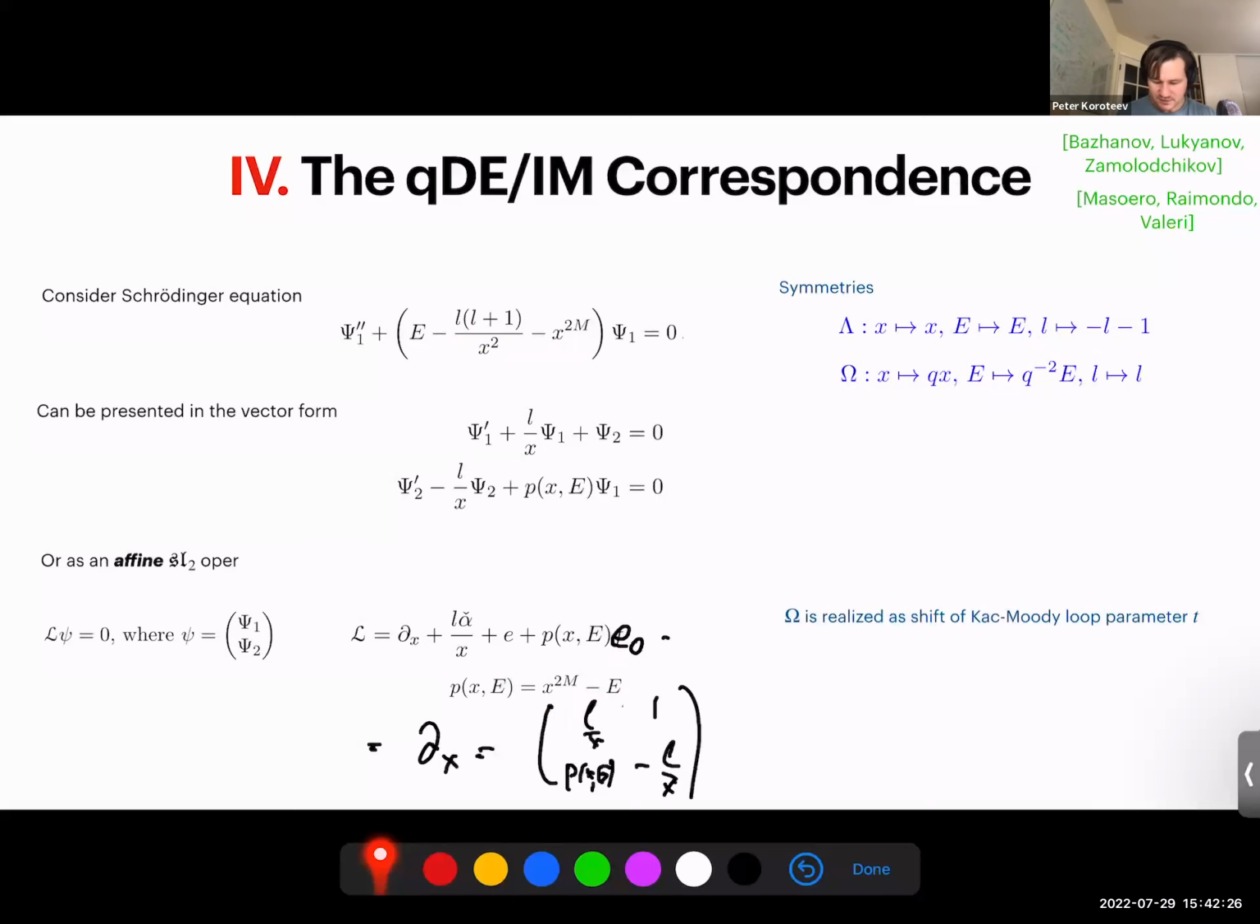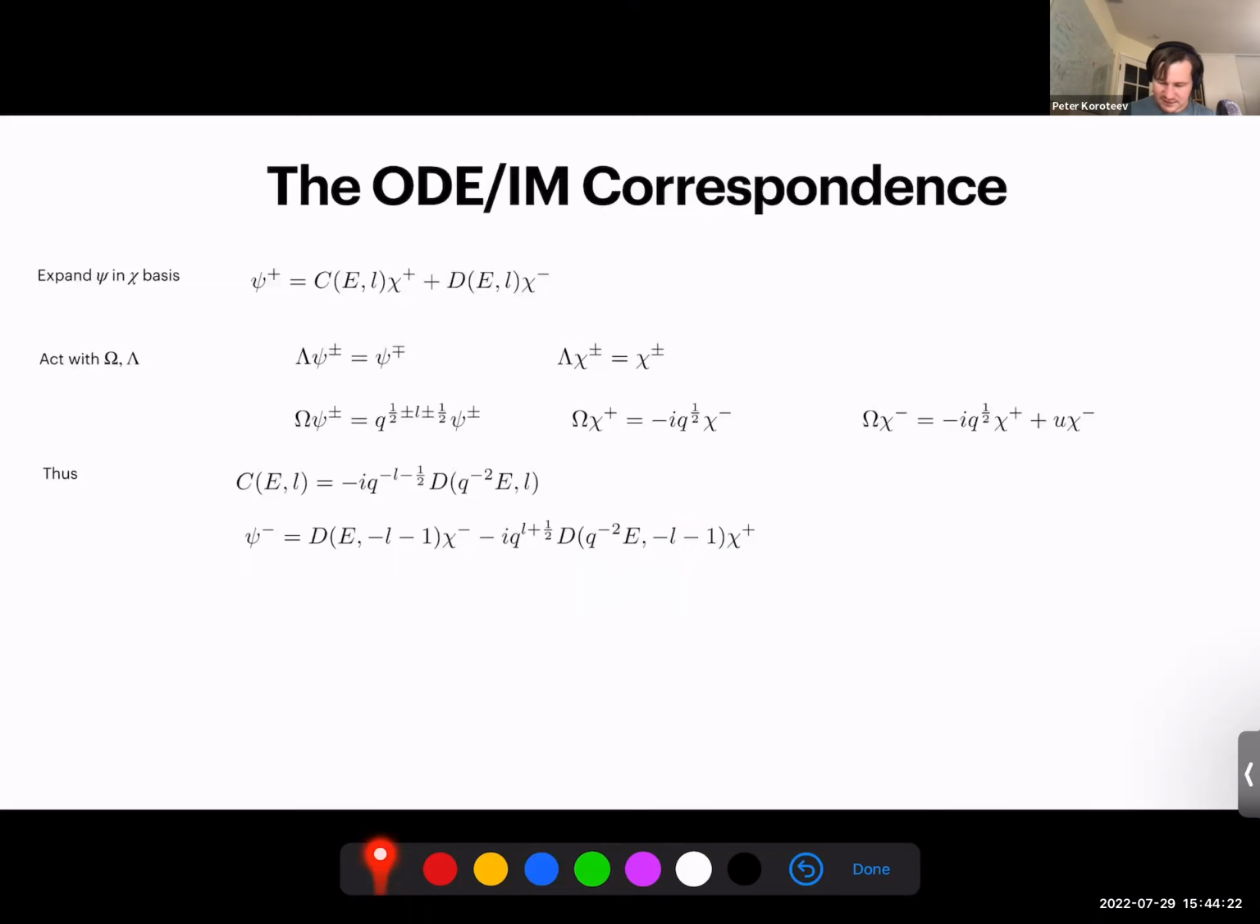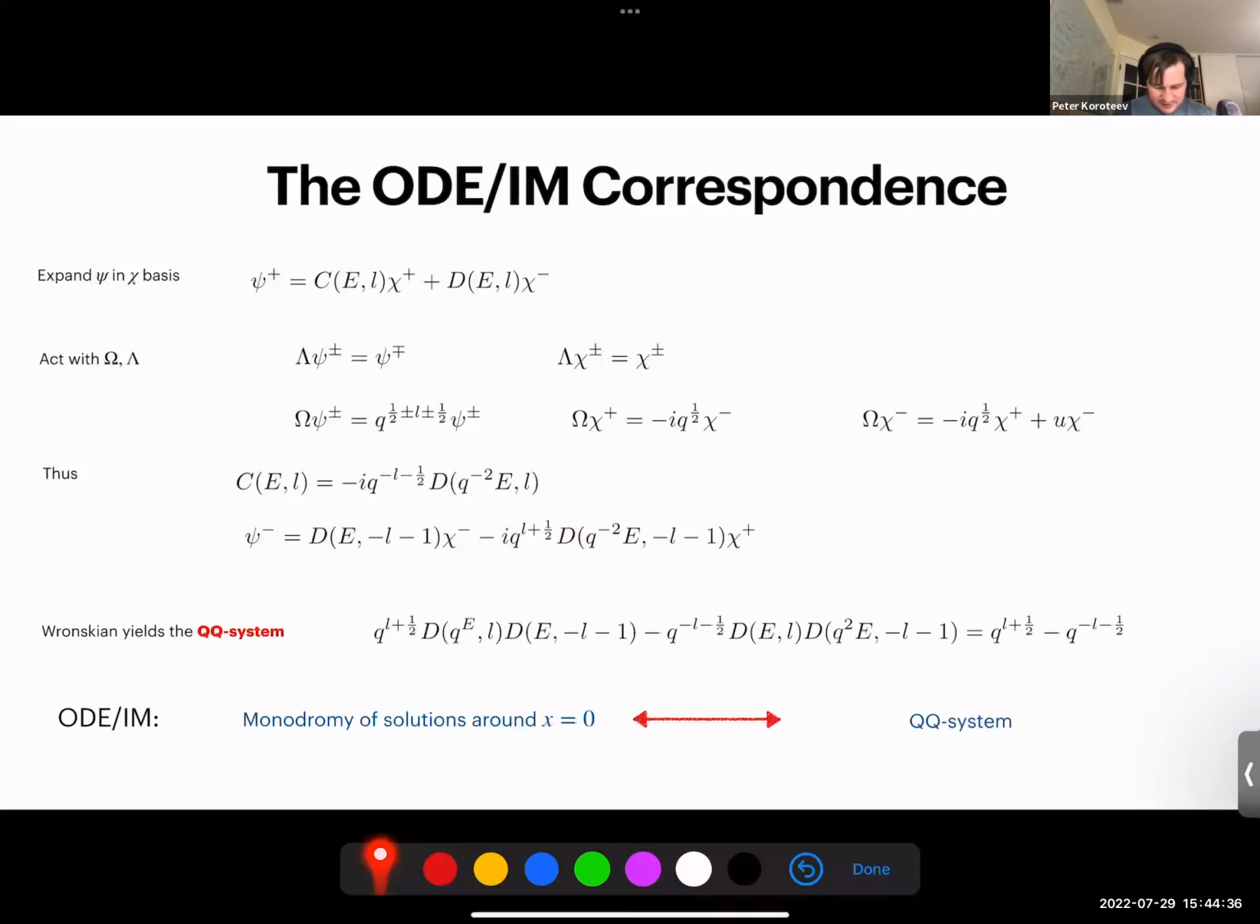So you can show that psi minus is equal to some D chi minus plus D with other coefficients chi plus, and those D's are spectral determinants of the Schrodinger equation. So if E's are the energy levels, then it turns out that the coefficients of the expansion of asymptotics around the origin in the basis of asymptotics around infinity of those fundamental solutions are those spectral determinants, right?